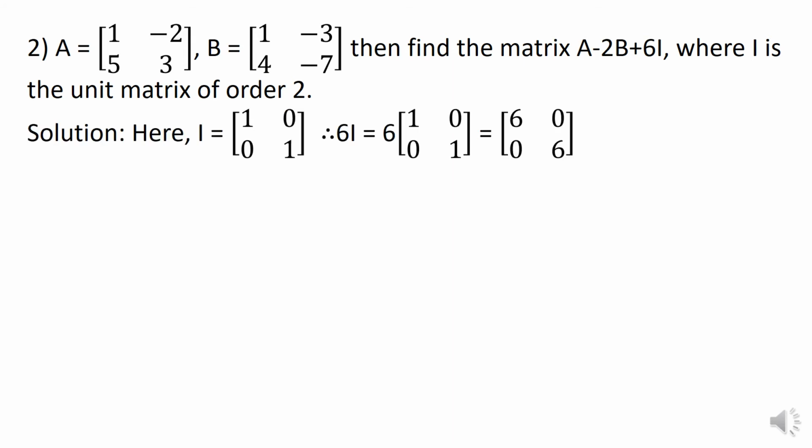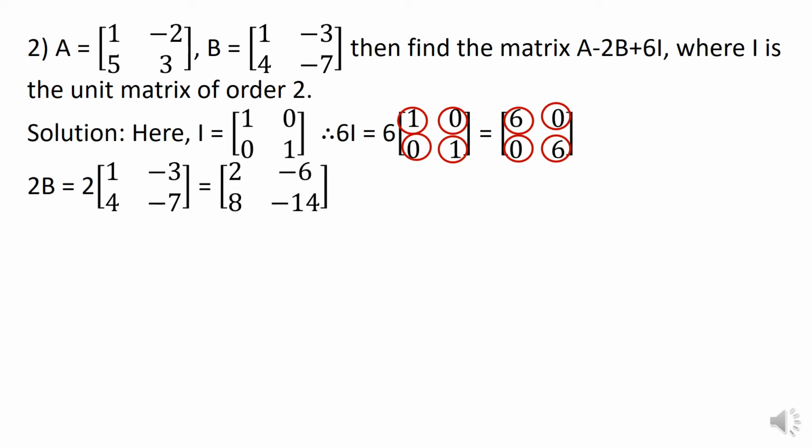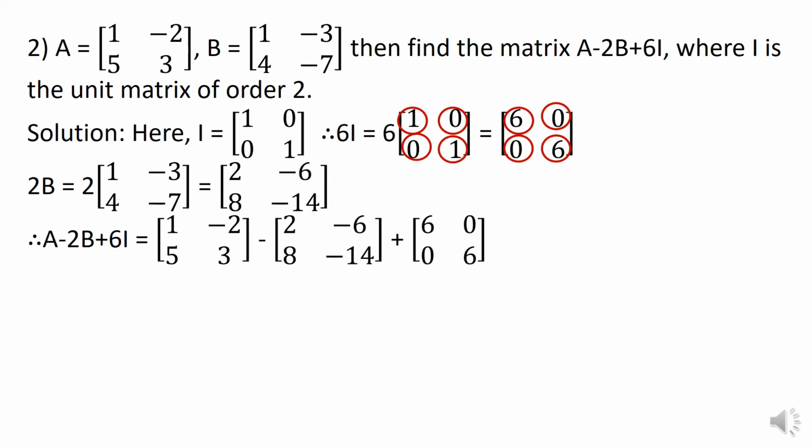So in the solution, first of all, I is [[1, 0], [0, 1]] because they have given the order of I as 2 in the question. We have to find out what is 6I. So we multiply 6 to all the elements of I like this. We multiply 6 with 1, get 6 in the answer. 6 is multiplied with 0, 6 is also multiplied with the second 0 and with 1. Thus we get what is 6I. In the same way, we also get what is 2B by multiplying 2 with the matrix B. Now finding both these answers, we are in a position to find out what is A minus 2B plus 6I, where we do the appropriate operations.